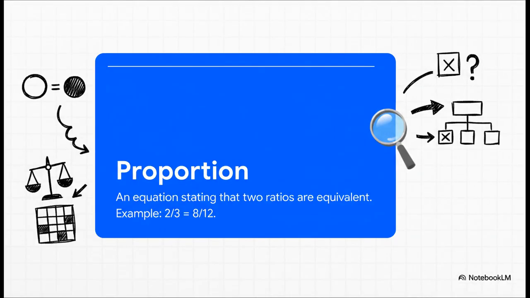So, how do we use these equivalent ratios to solve problems? We use something called a proportion. A proportion is really just an equation that says, hey, these 2 ratios are equal. And the cool thing is, if we know 3 of the numbers, we can always find the 4th. Let me show you how that works.